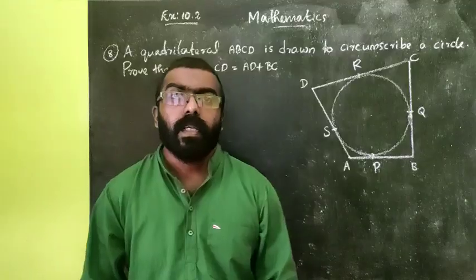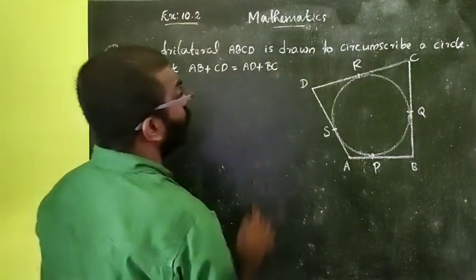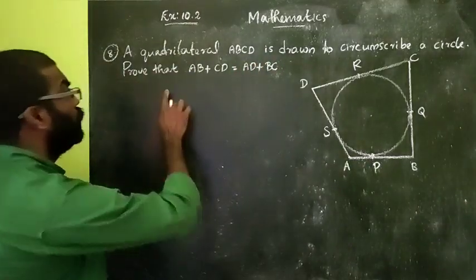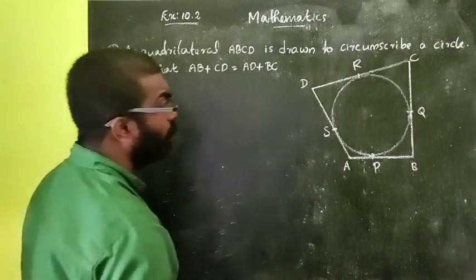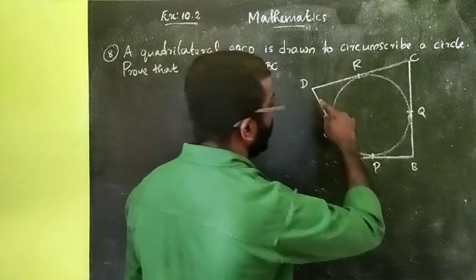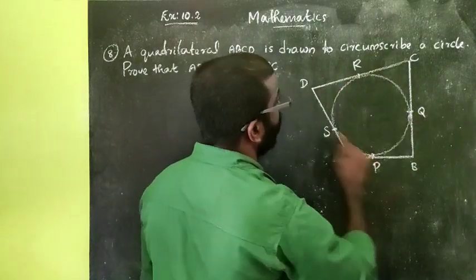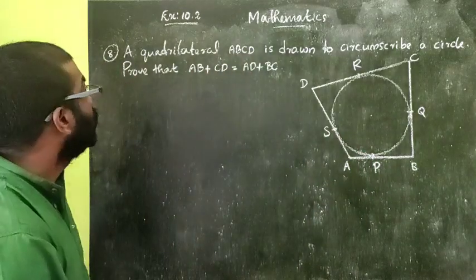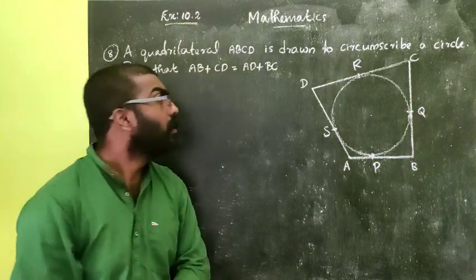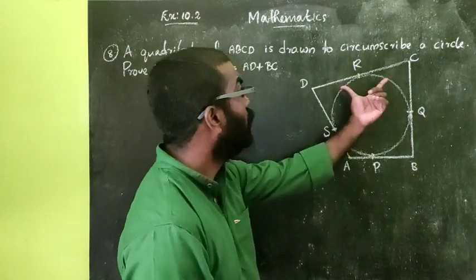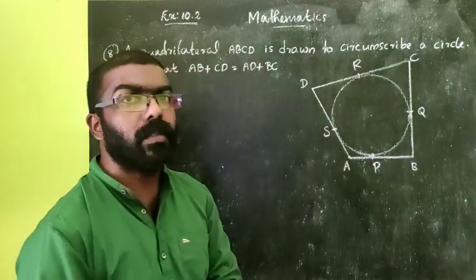Let me start. Here the question is, a quadrilateral ABCD is drawn to circumscribe a circle. Prove that AB plus CD is equal to AD plus BC. Okay. AB, DC are opposite sides. BC, AD are opposite sides.